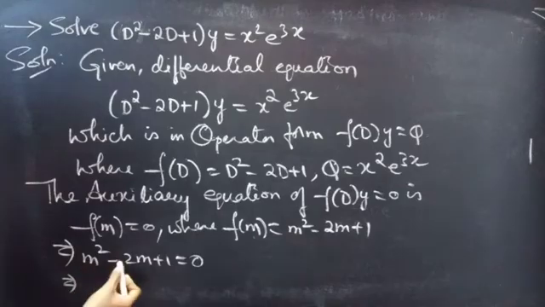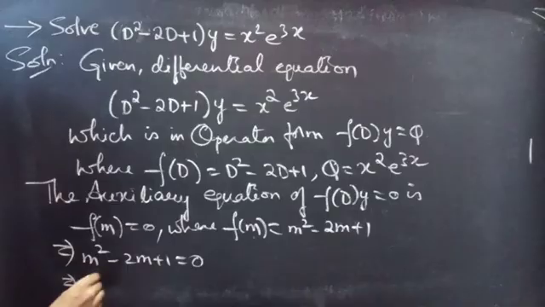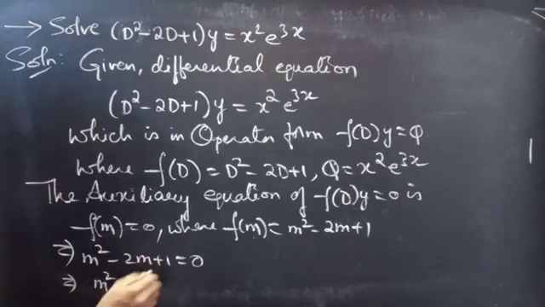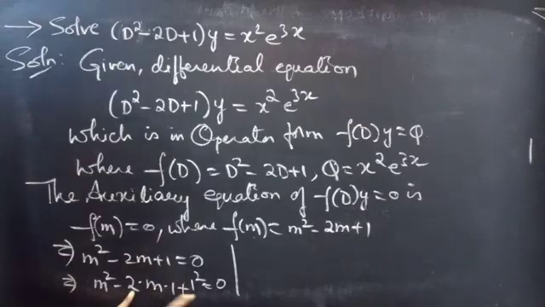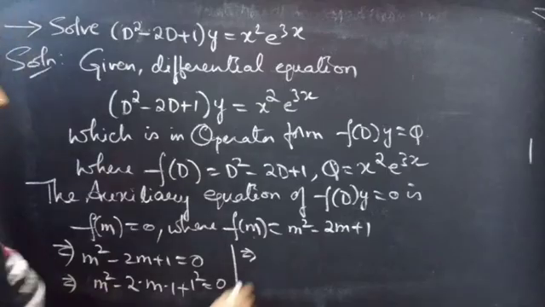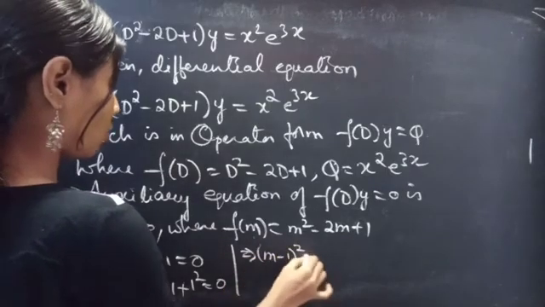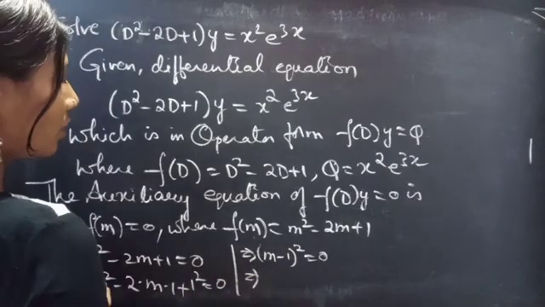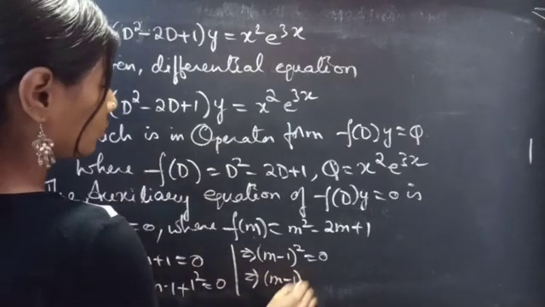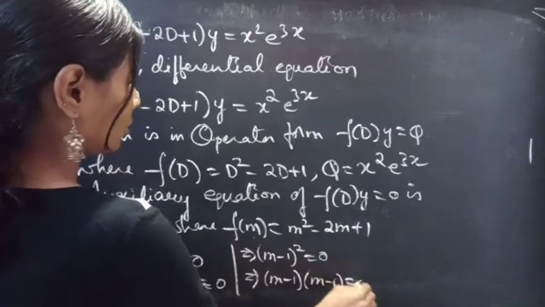Right, this is of the form a² − 2ab + b², the expansion of (a − b) whole square. So we'll show you in detail. Just write 2m as 2 into m into 1, and this 1 as 1². Now this is of the form a² − 2ab + b², which is the expansion of (a − b)². Now we can write (m − 1)² as (m − 1)(m − 1) = 0.